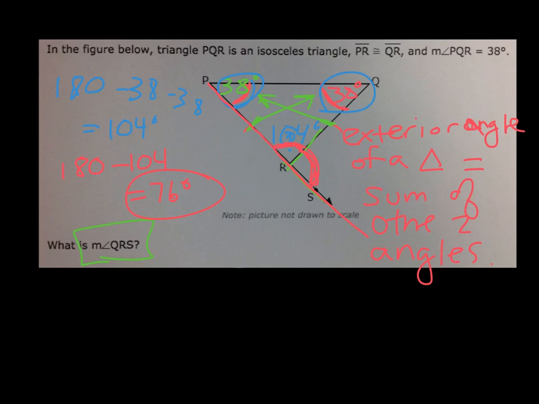So notice 38 plus 38 is 76. And when I subtracted that from 180, I got 104. And then to get that exterior angle, I would just take 180 and subtract 104 and end up with 76 again. So as a little shortcut, if you have something that looks like an exterior angle of a triangle and you know the two opposite angles in the triangle, you could just add them together, or do it the long way.